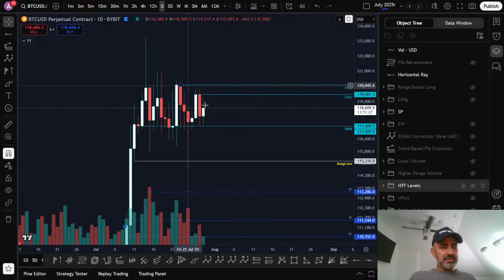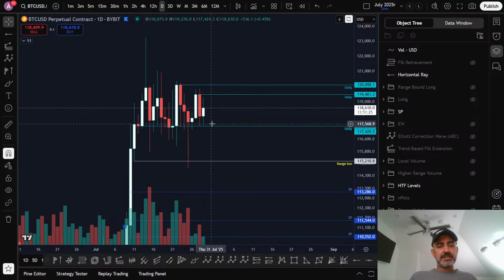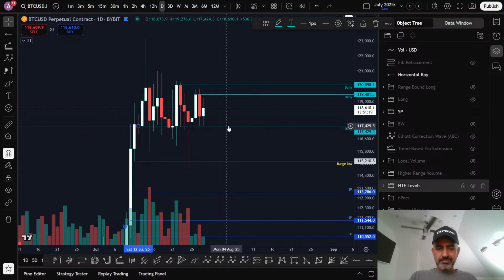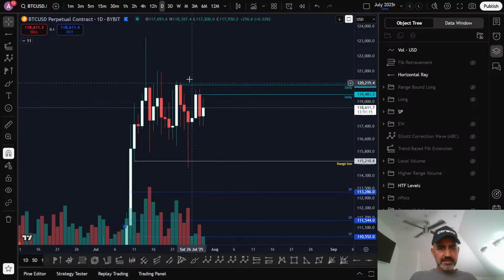So the price is actually coming to squeeze. It looks like it's tightening. This daily level's been hit. That one's possibly relevant, but still hit. These haven't been hit.